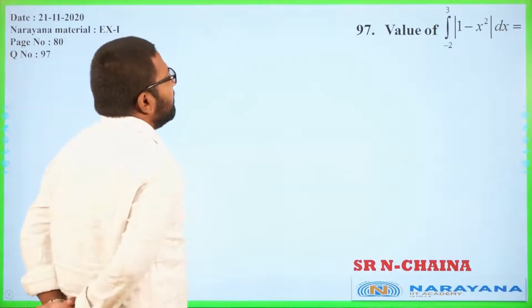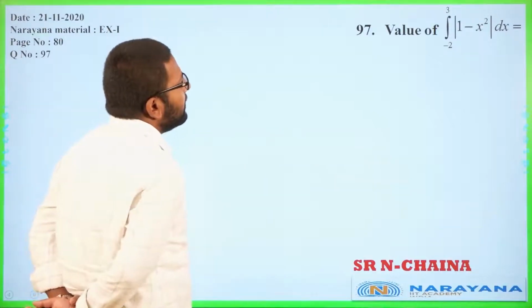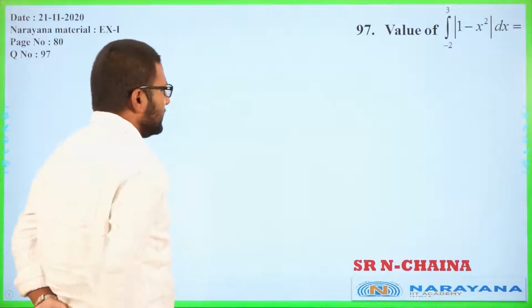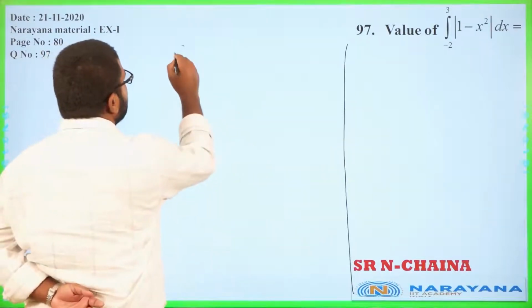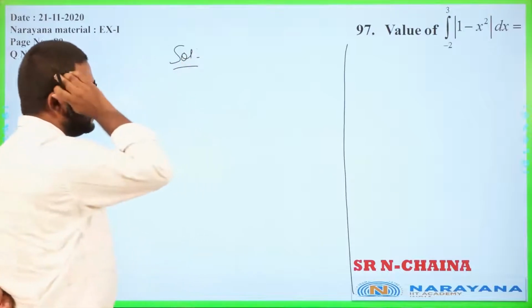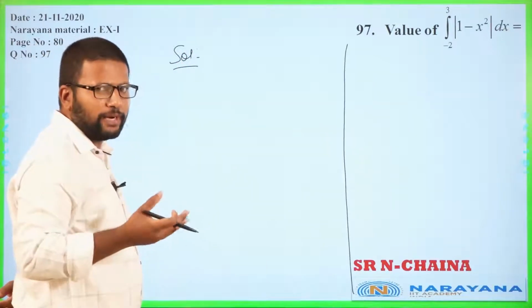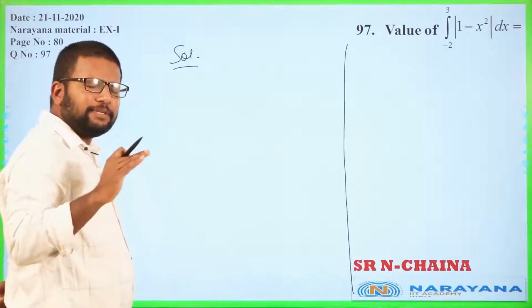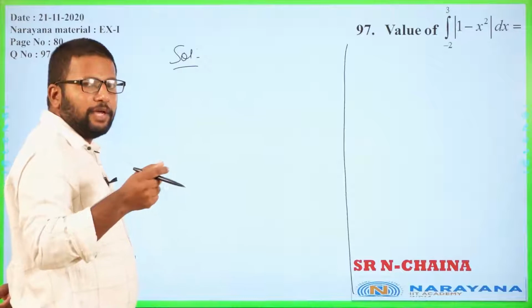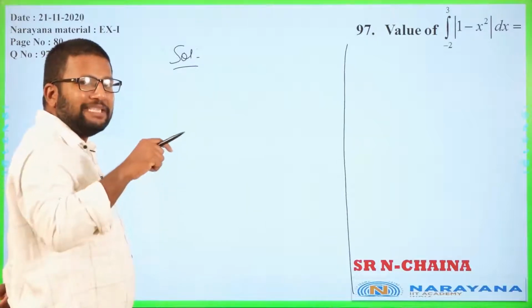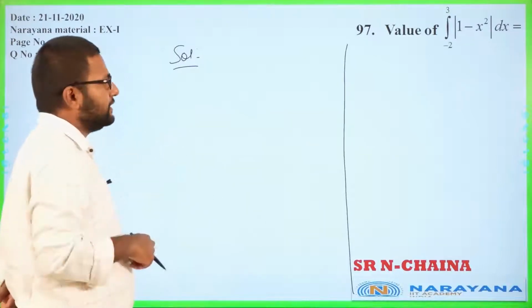The value of integral from minus 2 to 3 of mod of 1 minus x squared dx. Now, once again we see mod appearing, and in this kind of question often students get confused because they don't know how to integrate mod. The simple method is just to split the integral into intervals where the mod may be the same function or the negative of the function. Okay.